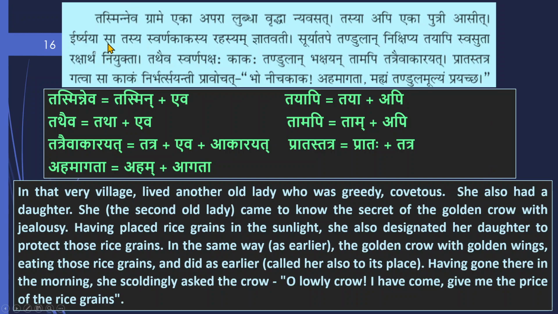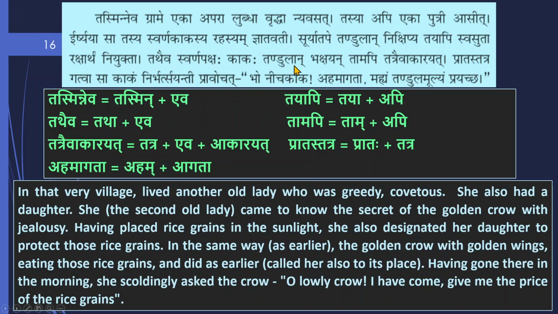Irshaya means with jealousy. Sa tasya swarna kakasya rahasyam jnatavati. She, the second old lady, came to know the secret of the golden crow with jealousy. Irshaya. Suryatape tandulan nikshipya. Having placed rice grains in the sunlight. Tayapi swasuta rakshartham niyukta. She also designated her daughter to protect those rice grains. Tathaiva. Tatha plus eva is tathaiva. Tayapi is taya plus api. In the same way as earlier.